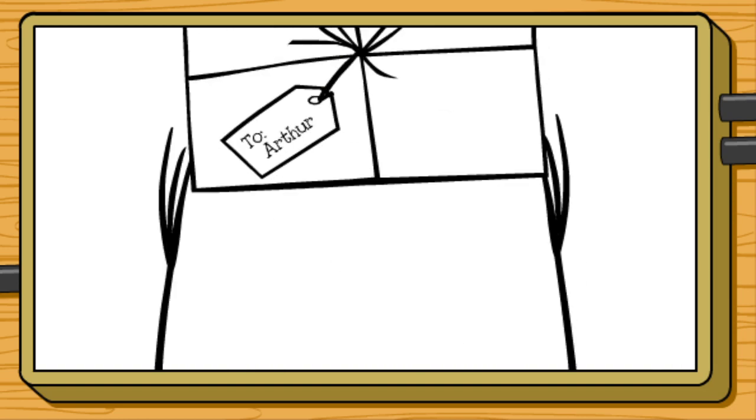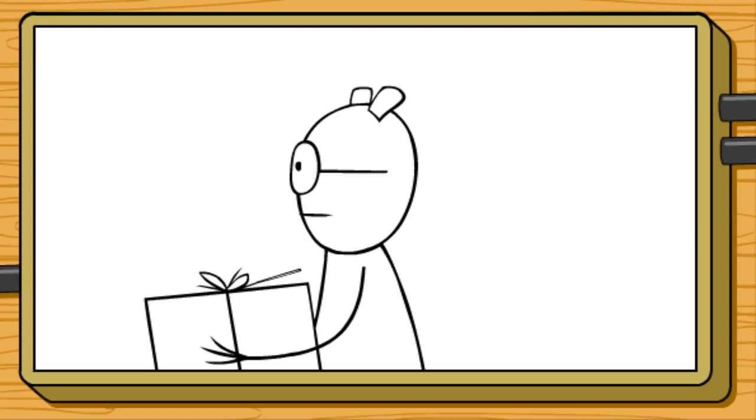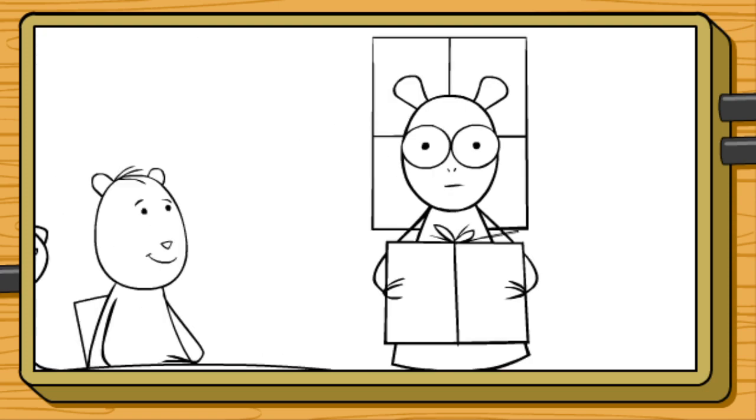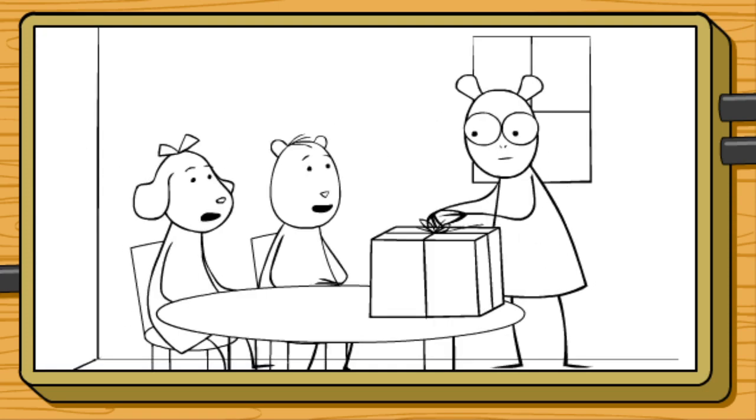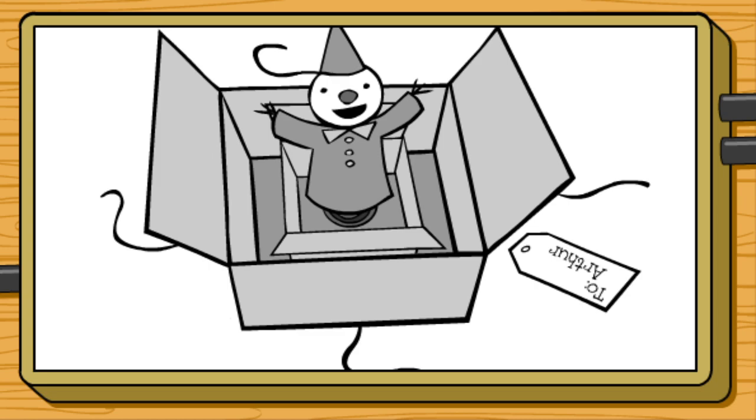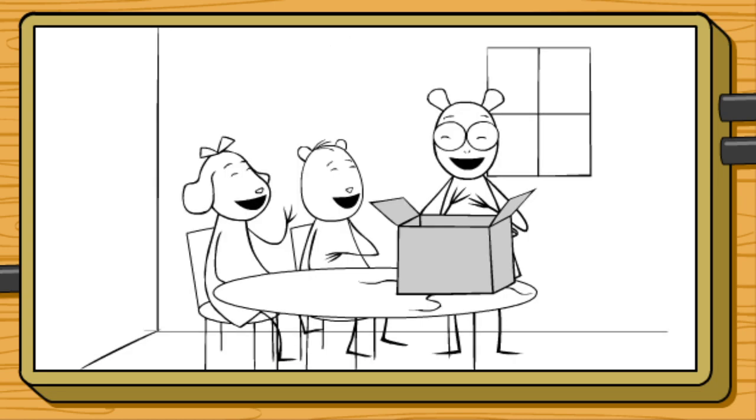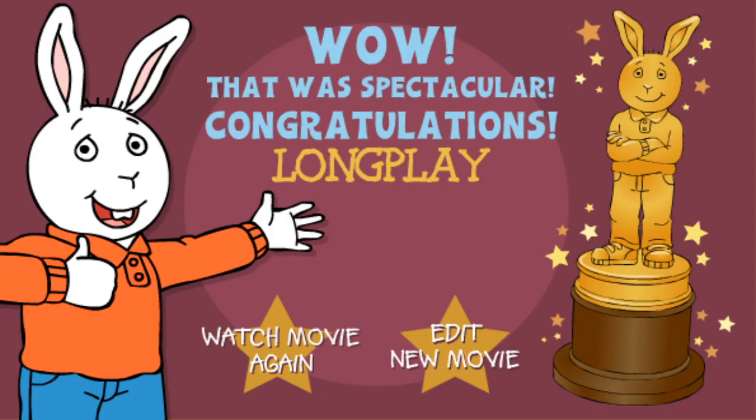Nuts. It was totally nuts, I tell you. And then, get this, Arthur goes over to the table with this bonkers box and starts to open it. Man, Arthur was laughing, his friends were laughing, and then Arthur realized this was the funniest birthday party he'd ever had. The end.